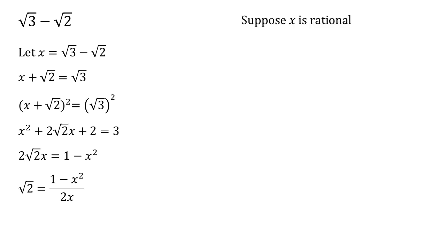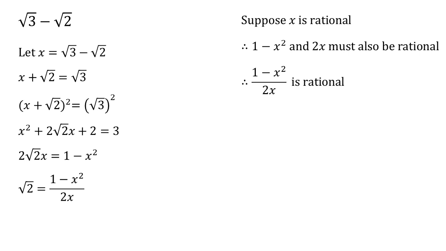Now suppose that x is a rational number. So if x is rational, it can be written as a fraction a over b, where a and b are whole numbers. Well, if we can do that with x, then 1 minus x squared and 2x must also be rational. And if we've got two rational numbers dividing by each other, again, that must be rational.